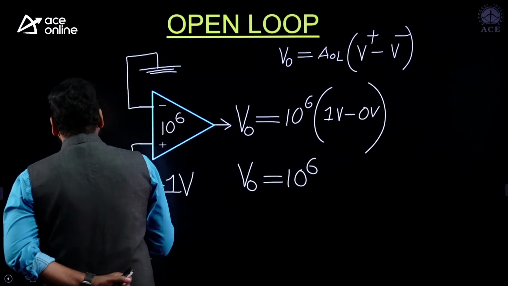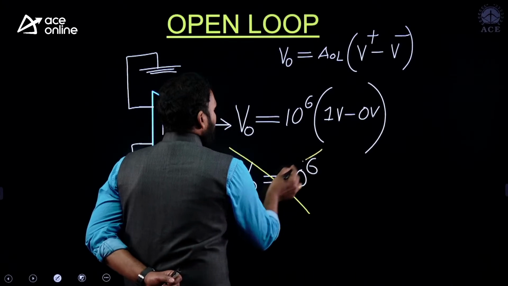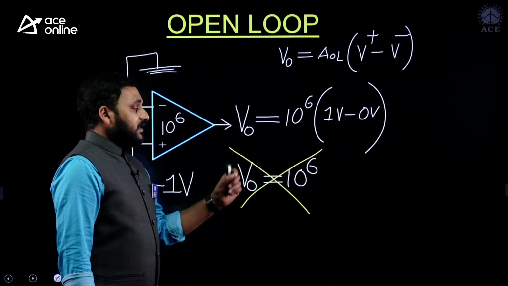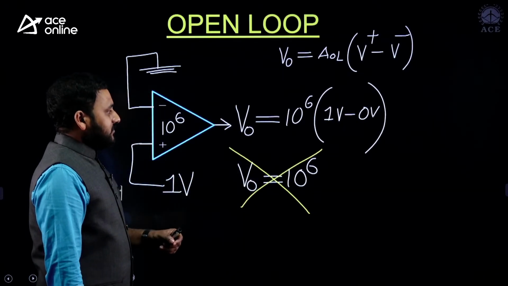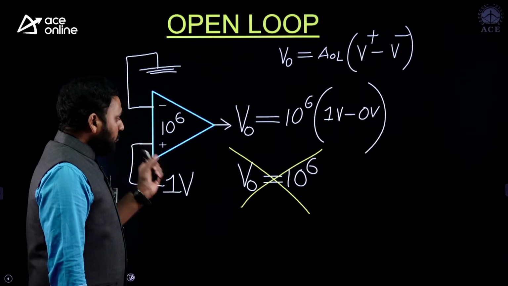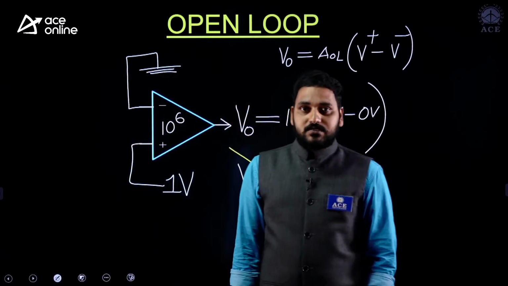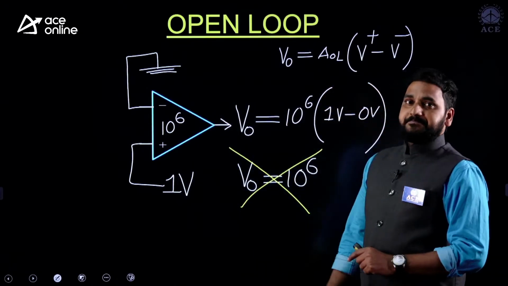Output voltage V0 equal to 10 to the power of 6 volts is the wrong answer. Please remember, energy can neither be generated nor be destroyed. Then how can I say for 1 volt of input the output is 1 megavolt, 10 to the power of 6 volts? How is it possible? Practically it is not possible.